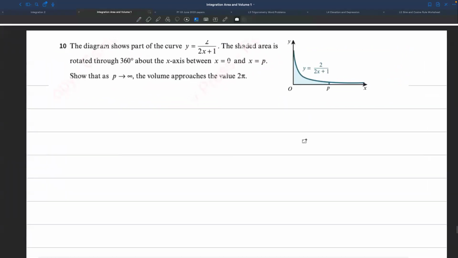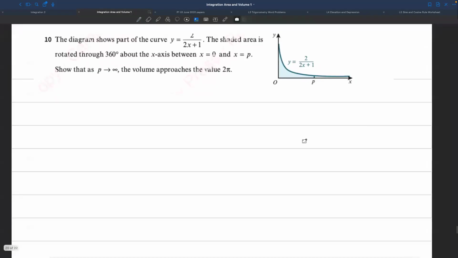Okay, so the question says the diagram shows part of the curve. The shaded area is rotated through 360 degrees about the x-axis, and x is equal to p. Show that as p tends to infinity, the volume approaches the value 2 pi. It is saying कि जो limit है, जो maximum limit है, it can reach up to infinity. ठीक है? So what you will do is to find the volume.